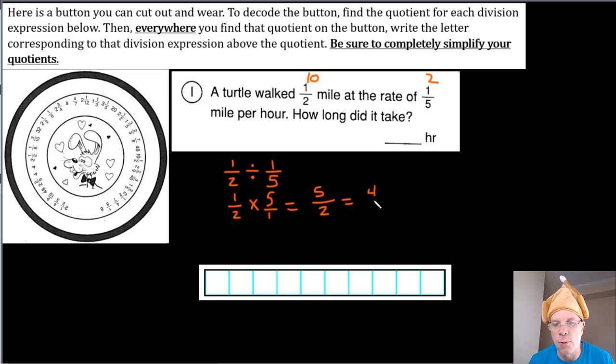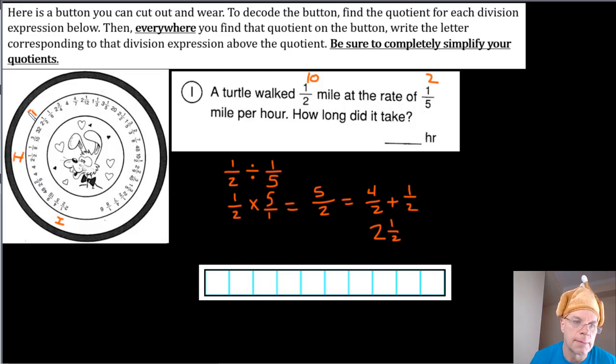5/2 can be thought of as 4/2 and 1/2. 2 goes into 4 two times, so there's 2 wholes here and 1/2. And so the mixed number solution is 2 1/2. If you look around on the button, you find it right away. There's 2 1/2 right there, so you put an I above that 2 1/2. Since I is a vowel, it will likely show up many places. There it is again, 2 1/2.